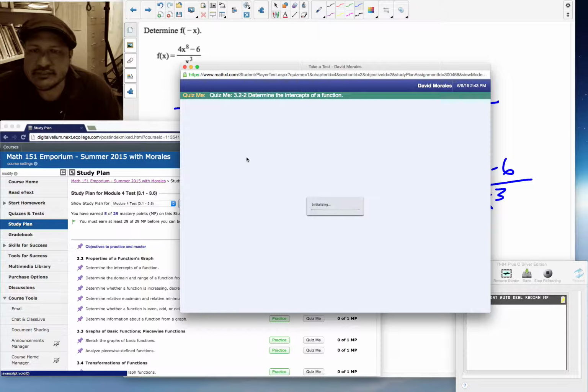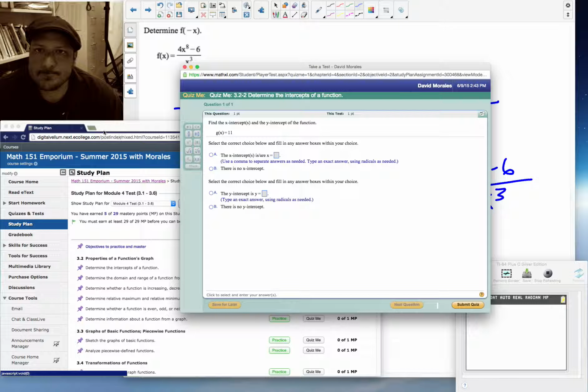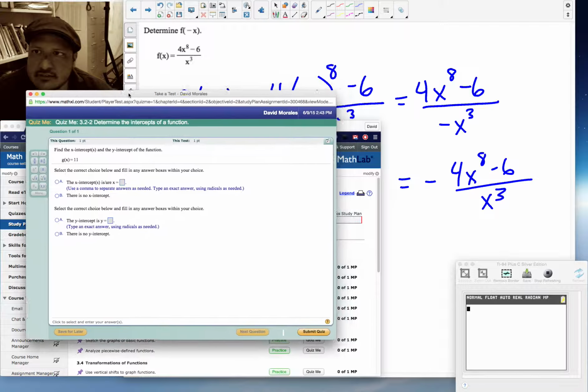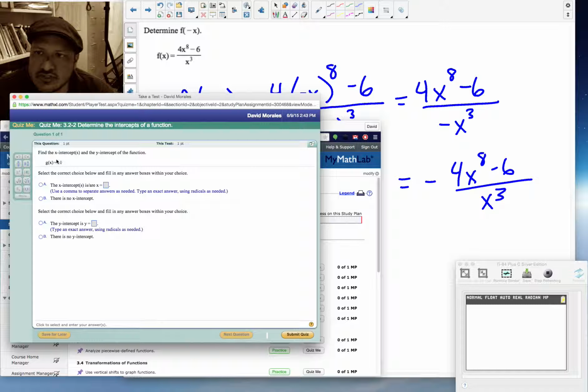Determine the intercepts. Now this one is easy enough, we don't have to write it down. This is just a straight line that goes straight across. Y equals 11. So for the x-intercepts, it never crosses the x-axis. The y-intercept is where x is 0, and you get 11 here.